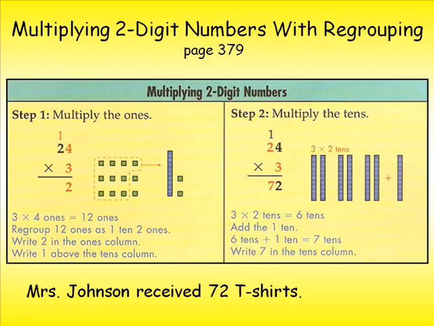And in step 2, we're multiplying the tens, and as you can see, what we've done is 3 times 2 tens equals 6 tens. Add the 1 ten. 6 tens plus 1 ten equals 7 tens, and we write 7 in the tens column. So, Mrs. Johnson received 72 t-shirts.